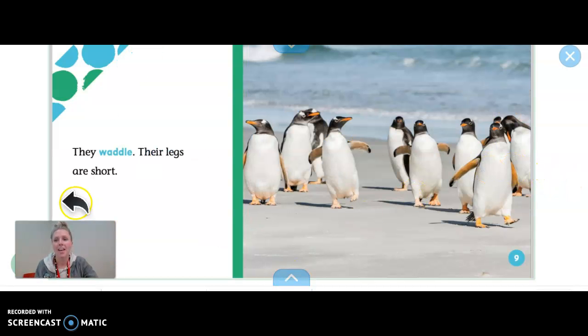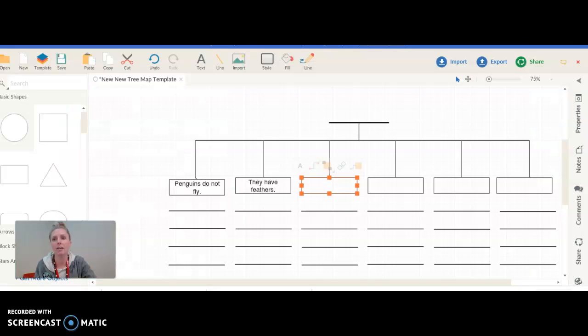Let's read. They waddle. That is such a fun word, waddle. Their legs are short. Do you remember last week we pretended to be penguins and we waddled, waddled, waddled? Would you like to try that? Waddle, waddle, waddle. Shake back and forth with their short little legs. So let's choose. Which one would you like to pick from this page? You can write both on your tree map if you'd like, or pick one. They waddle or their legs are short. You choose and add that to your tree map.